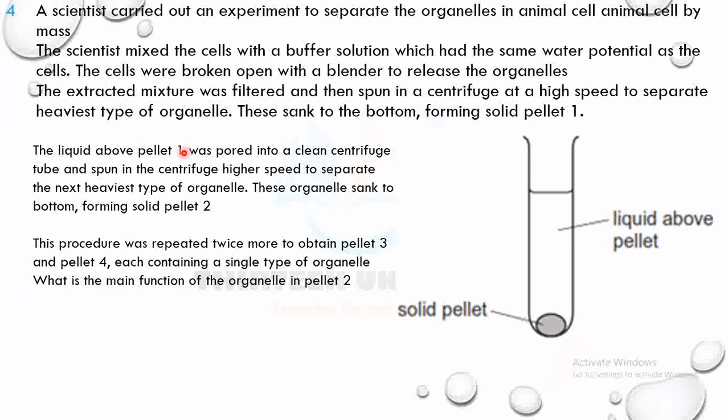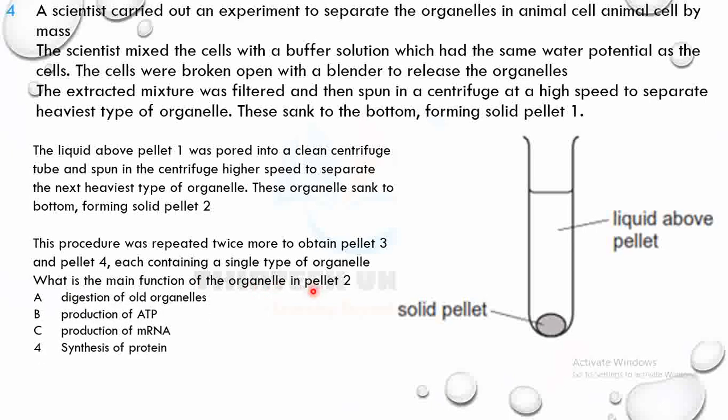The liquid above pellet 1 was drained into a centrifuge tube and spun in the centrifuge at high speed to separate the next heaviest type of organelle. This organelle sank to the bottom, forming solid pellet 2. The procedure was repeated twice more to obtain pellet 3 and pellet 4, each containing a single type of organelle. What is the main function of the organelle in pellet 2?